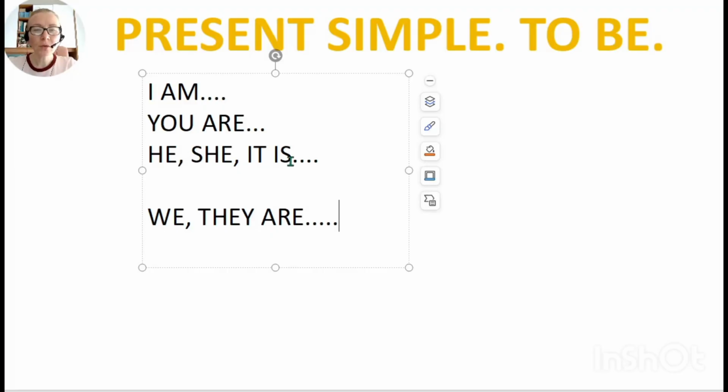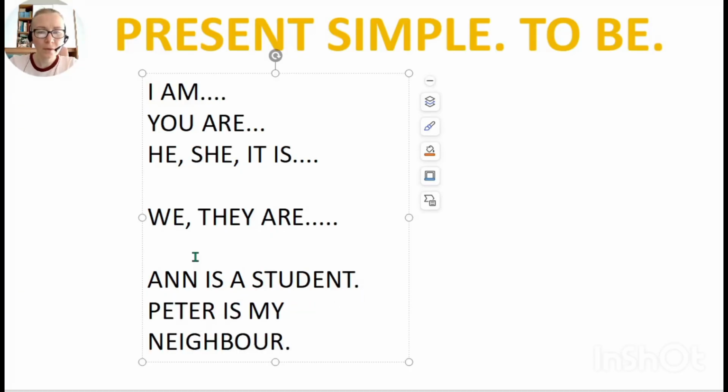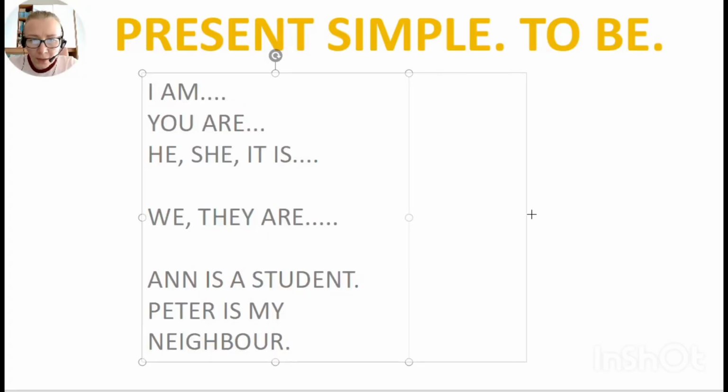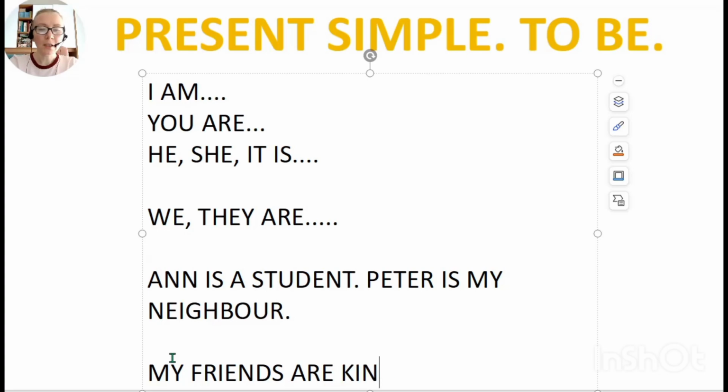It can be also, for example, Anne is a student. Peter is my neighbor. So it is not always he, she, it. The same works with we and with they. So they, it can be, for example, my friends are kind, right? So please keep this in mind.